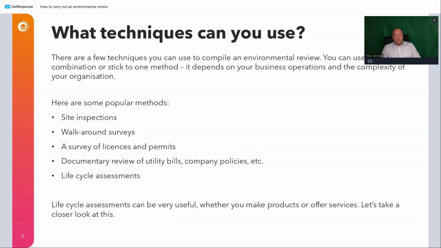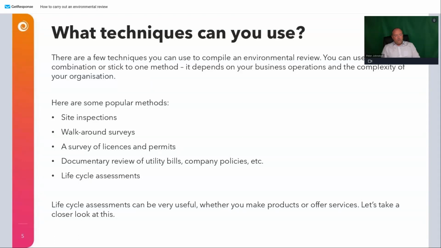A survey of licenses and permits. We come back to the legislation. You know, what kind of licenses or permits does your organisation currently have? And then maybe do a cross survey against legislation. Have you got everything that you need? Do any of them come up for renewal in the near future?